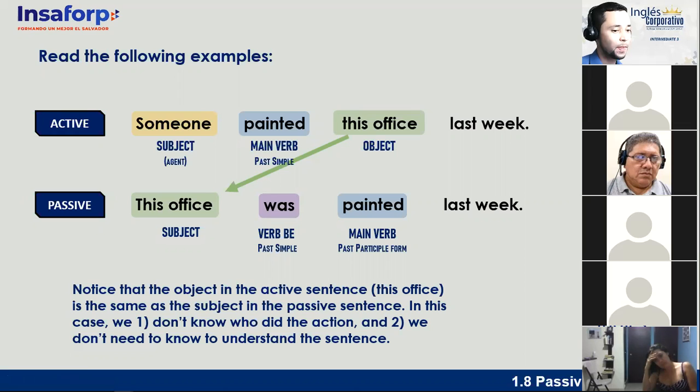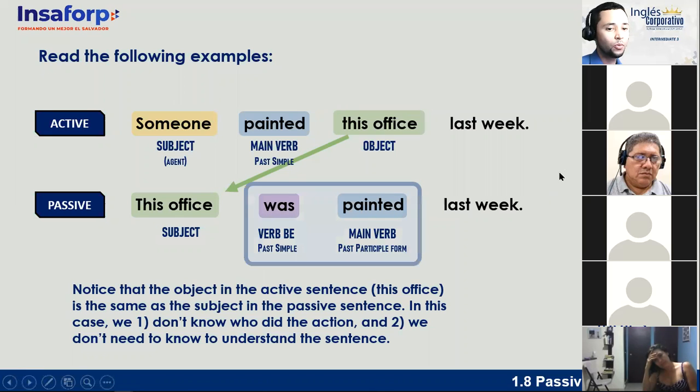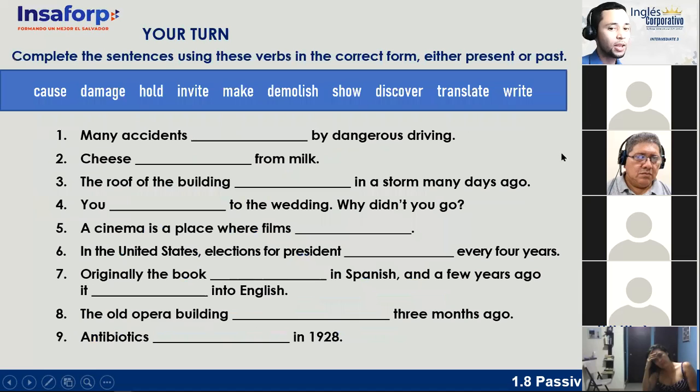Okay, good. We're going to do an exercise right here. And again, we're going to go into the breakout rooms. But before we go, remember, this is very important. This is the main structure of the passive voice. The passive voice always, always uses the verb be and the main verb in past participle. So what are you going to do? Breakout rooms, your turn. Complete the sentences using these verbs in the correct form, either present or past.